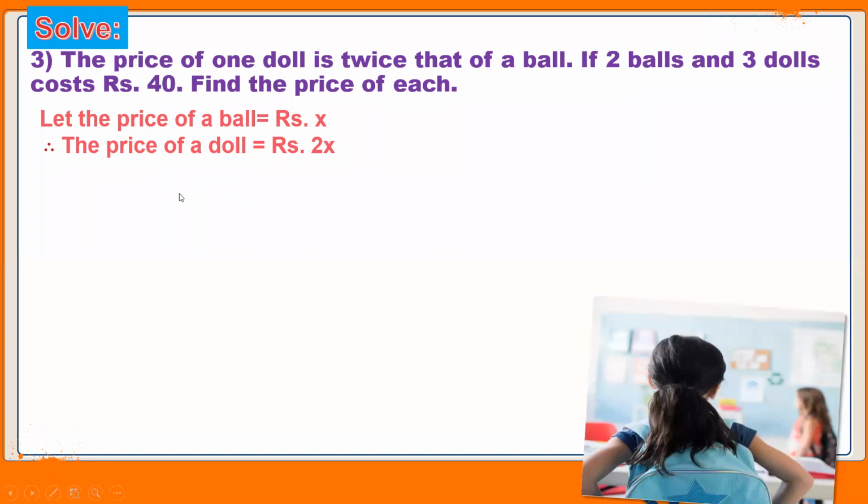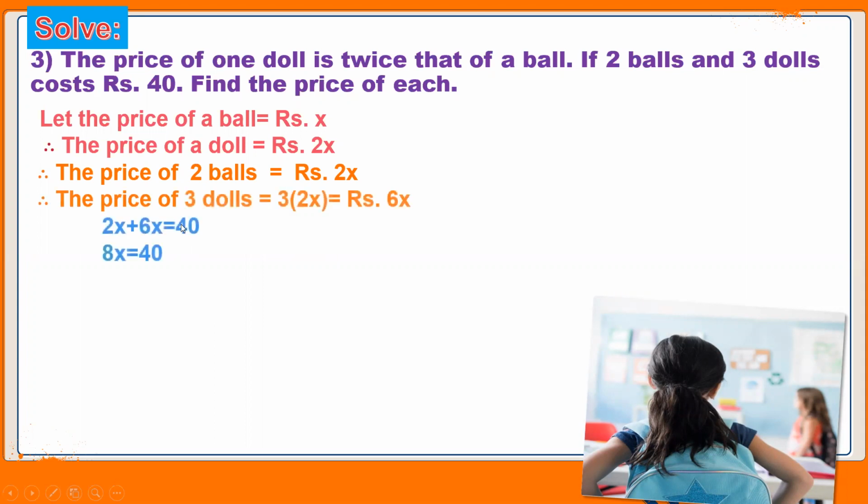Now, the price of 2 balls is equal to 2x and the price of 3 dolls is 3 multiplied with this 2x. 3 dolls means 3 is going to be multiplied with this 2x. We get 3 twos are 6x, right? We get 3 twos are 6x.